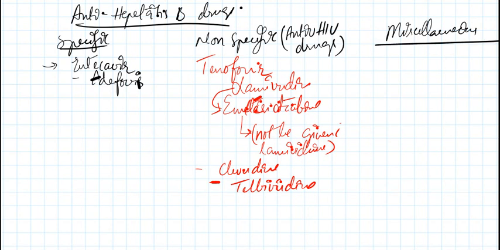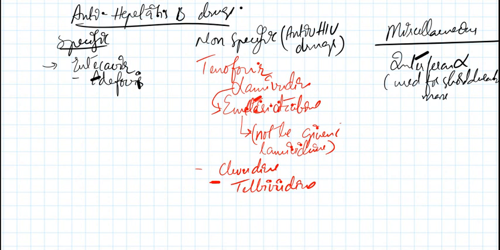Miscellaneous drugs are actually interferon alpha, and it is used for a short duration. Remember, it should be used for a short duration. That is, you can take it for a maximum of 48 hours only. And you can remember one thing for sure, it is the drug of choice in respiratory syncytial virus treatment.